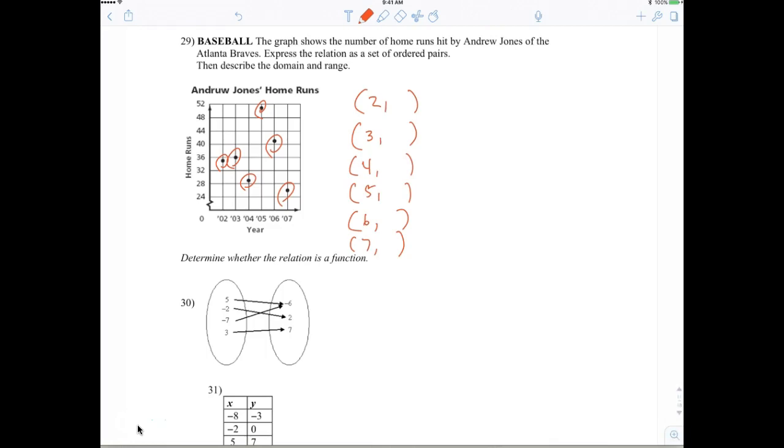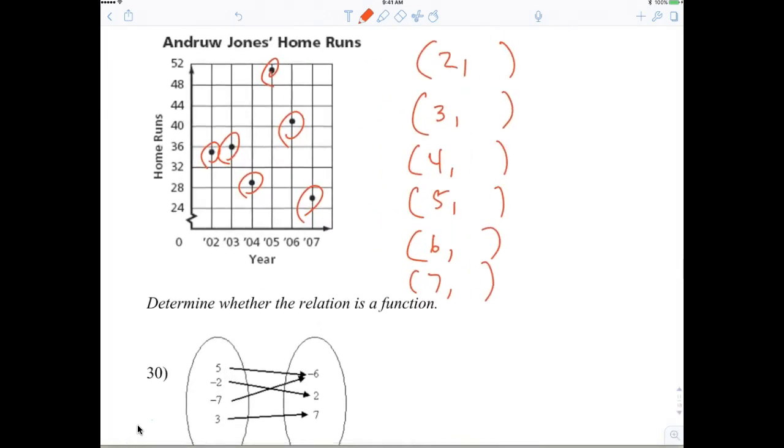So what do you think it would be in 2002? 35. Then what? And then what? 29. And then what? 51. And then 7. That's easy enough for me. Do I care if you thought it was 37 and I said it was 36? No, I don't care at all. I'm not that way.